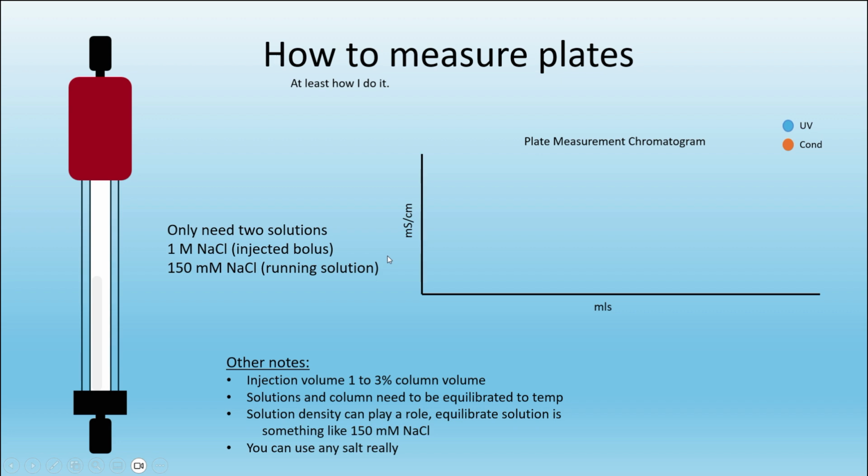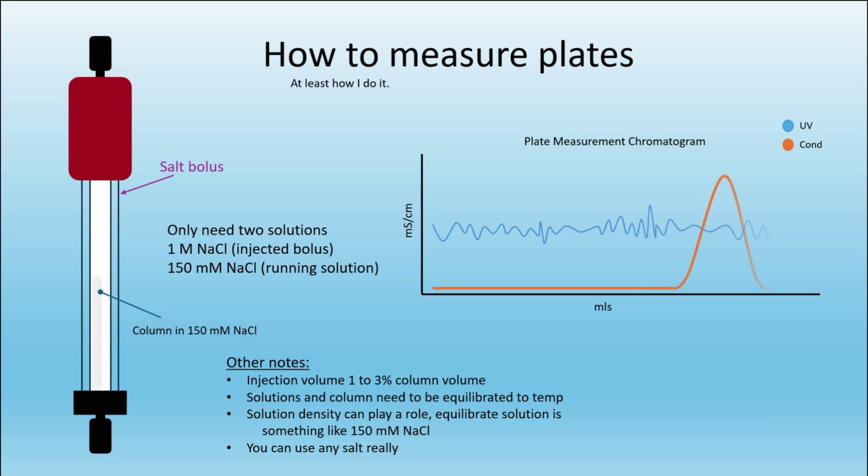The method I prefer is to inject a high concentration salt bolus into the column and monitor the conductivity. I'll usually use 1 molar sodium chloride solution for the bolus and have the column equilibrated in 150 millimolar sodium chloride. You want the bolus injection volume to be between 1 and 3% of the column volume. The higher the percent injection, the more plates you get.